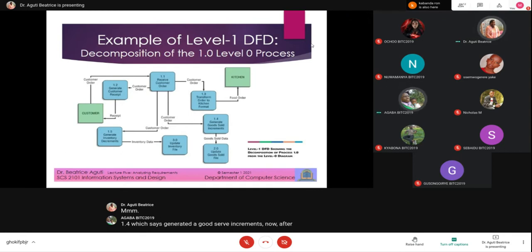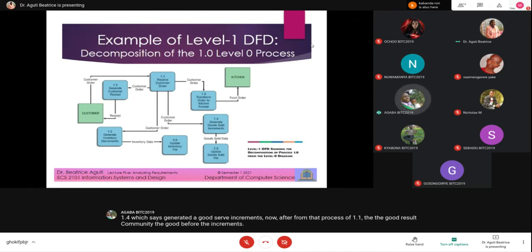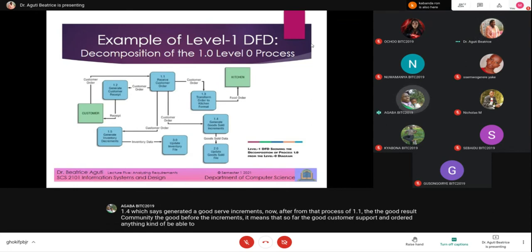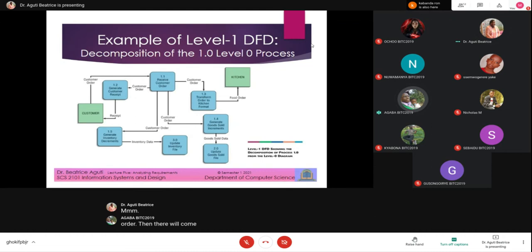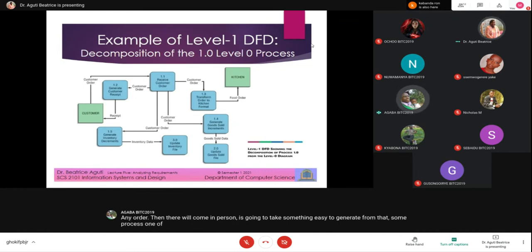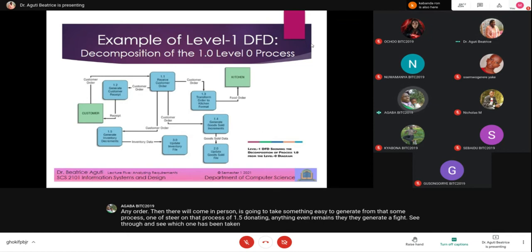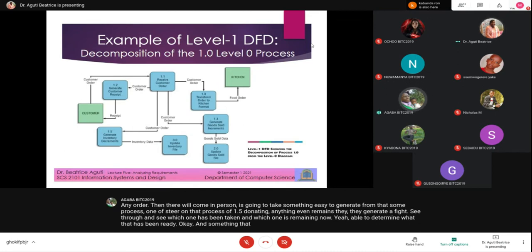Generating the goods sold increments means that after the customer has placed an order, they can determine the goods which are going to be taken. If he has already placed an order, they can determine what that person is going to take, so they can easily generate it from sub-process 1.4. Then at sub-process 1.5, they see which goods have been taken and which are remaining.